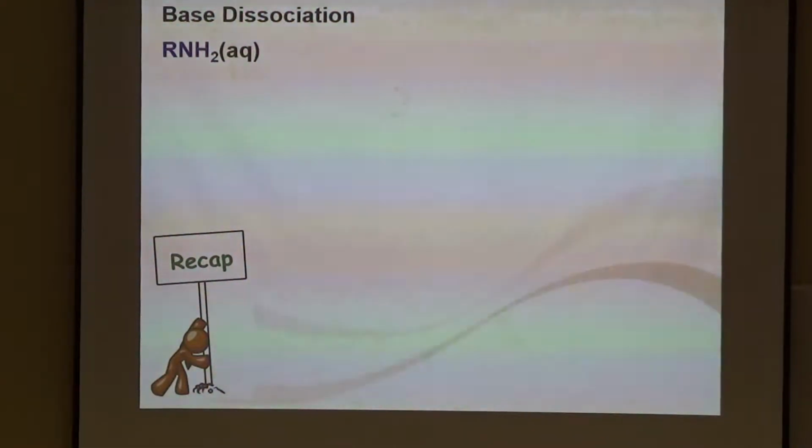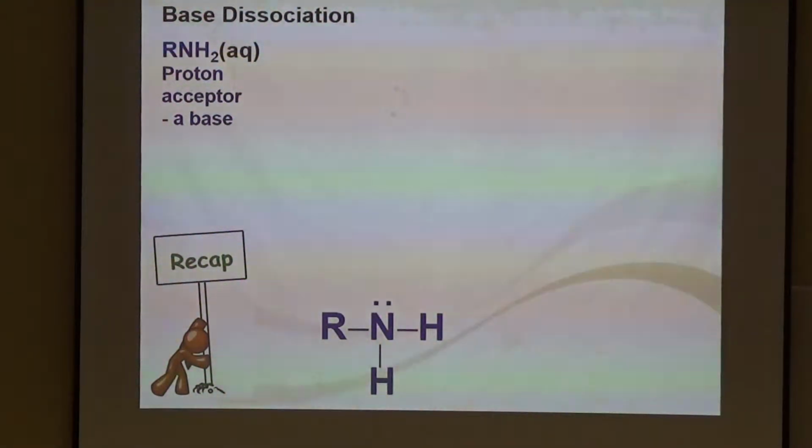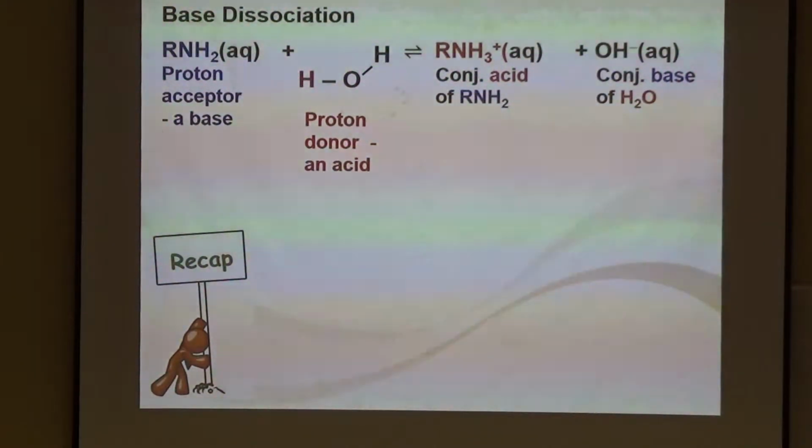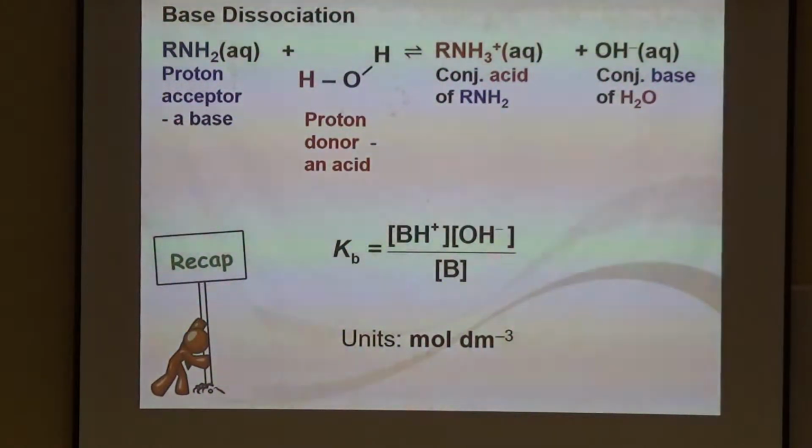So base dissociation. The base is a proton acceptor. Then you have a proton donor, in this case water. And then you have the conjugate acid. And OH minus is the conjugate base of water. So, Kb expressions and units are mole per dm cubed.